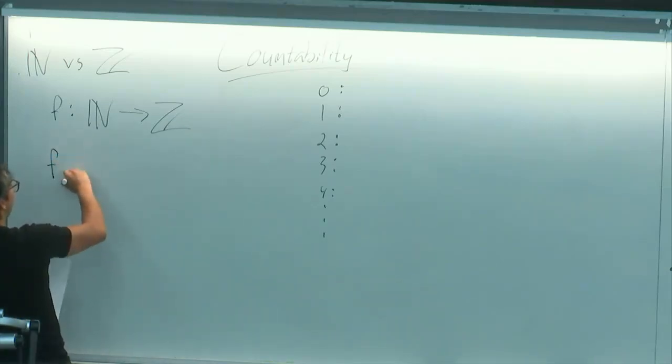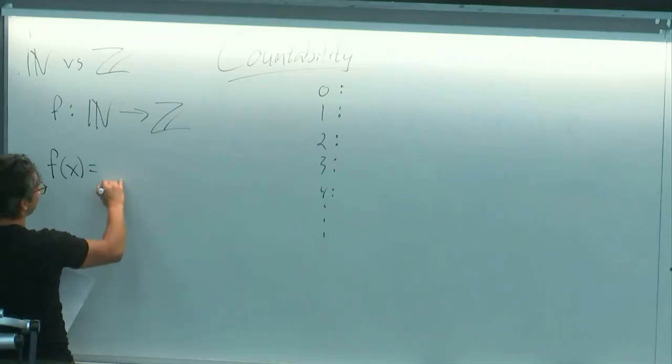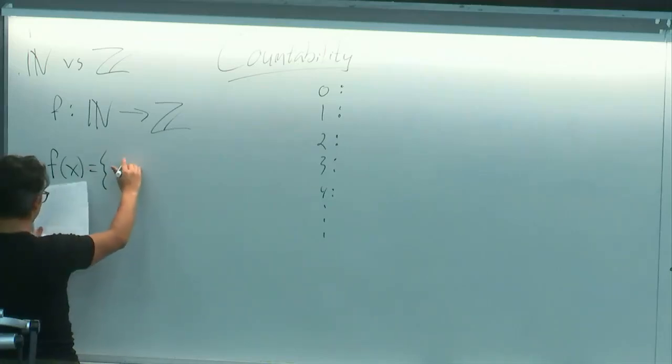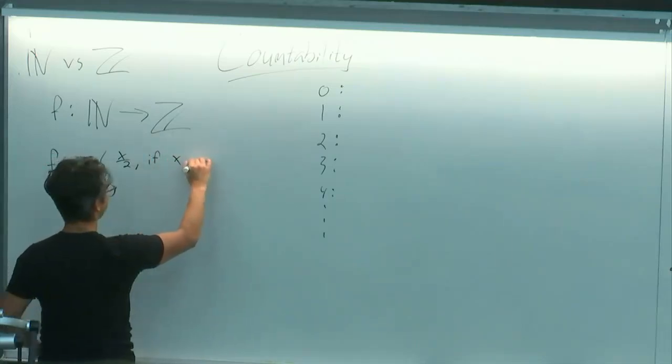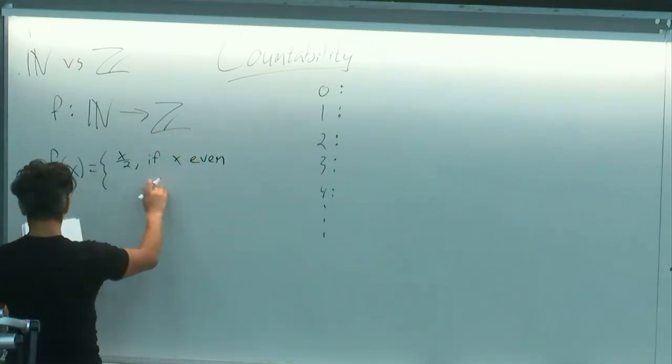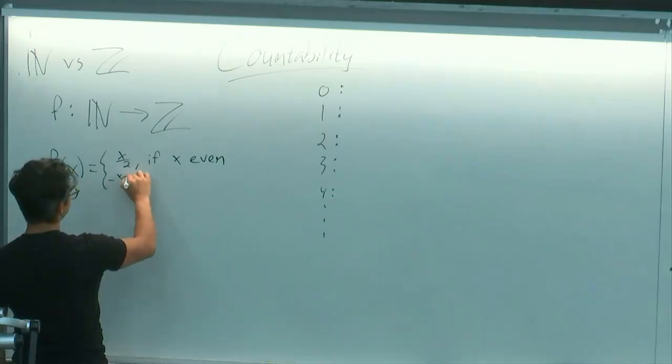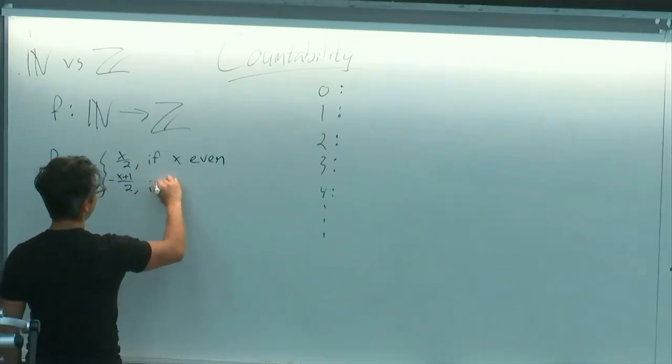I'm going to define f right here as 2 things. It's going to be x over 2 if x is even. And it's going to be, let's say, negative (x plus 1) over 2 if x is odd.